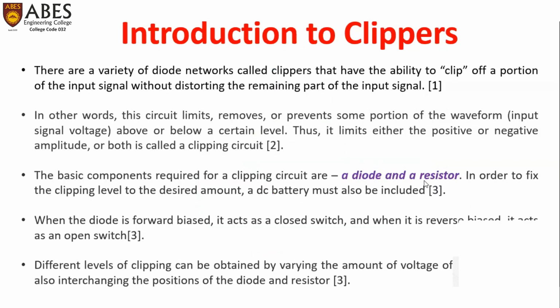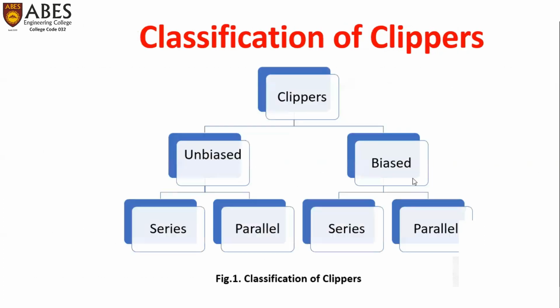As I told you just now, the diode and resistance are the most important components for clipping circuits. If the diode and resistance are connected in series, that will be a series clipper. And if the diode and resistance are connected in parallel, that will be a parallel clipper. So by seeing the direction of the diode and resistor, we can classify whether it is a series clipper or a parallel clipper.